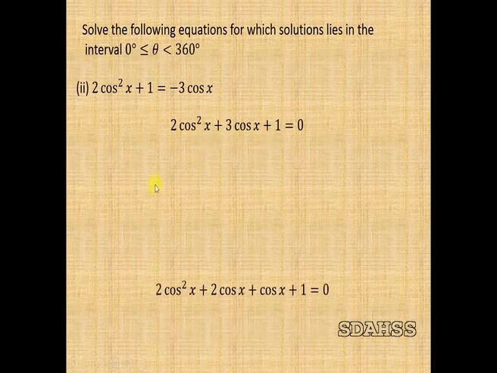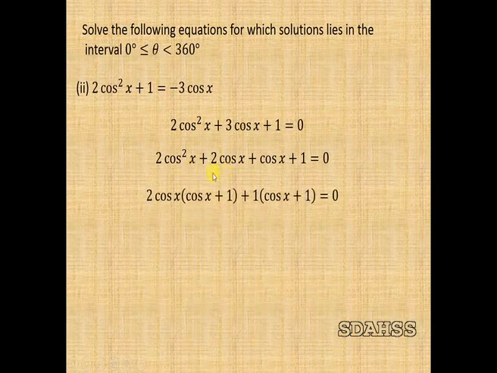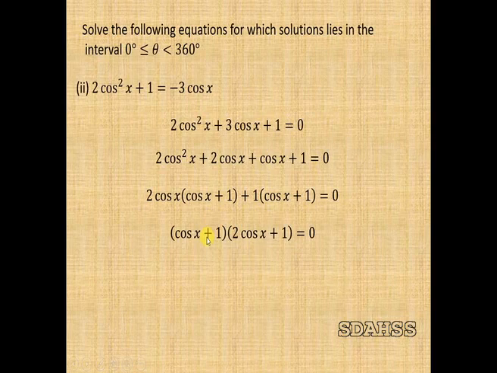So this we can write 2 cos square x plus 2 cos x plus cos x plus 1 is equal to 0. In the first two terms, 2 cos x is common, so take outside. So you have 2 cos x into cos x plus 1. The last two terms, 1 is the common factor, so you have 1 into cos x plus 1 is equal to 0. Now cos x plus 1 is common, so take outside. So you have cos x plus 1 into 2 cos x plus 1 is equal to 0.